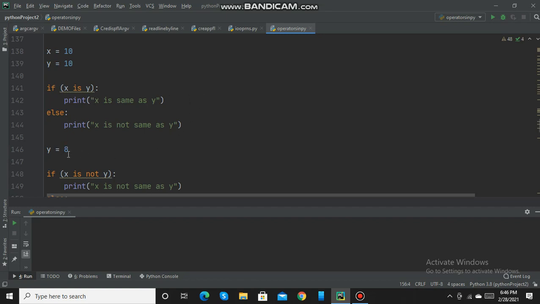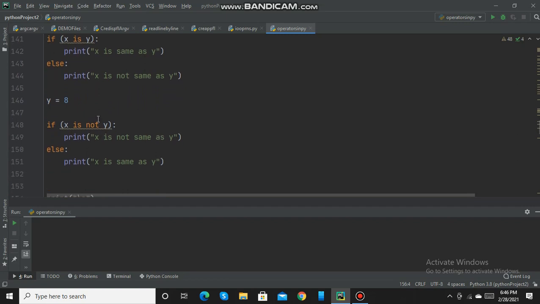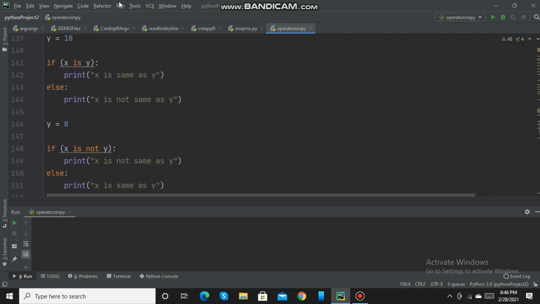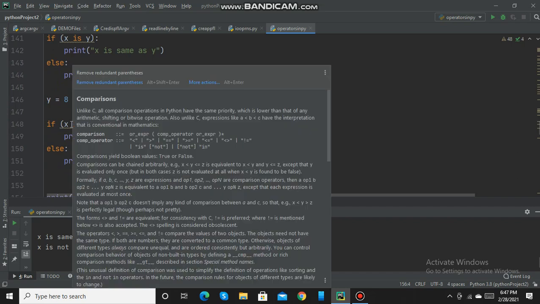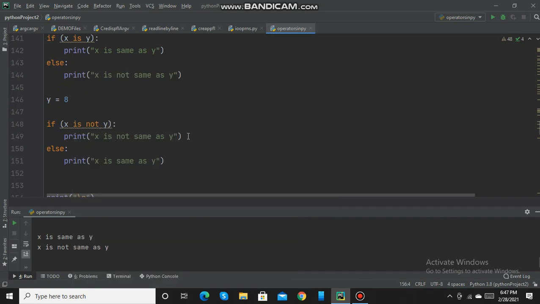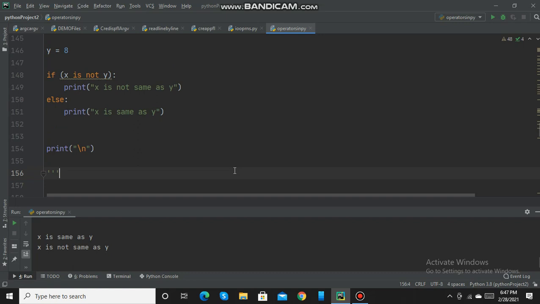Then I am changing the value of y to 8, and with the other identity operator, is not, I am checking whether x is not y. So in this case x is 10 and y is 8, so x is not y, so it will print x is not same as y. So here in the first case x and y both are same, so it is printing x is same as y. Then here x is 10, y is 8, so it is printing x is not same as y. So these were the identity operators, is and is not.